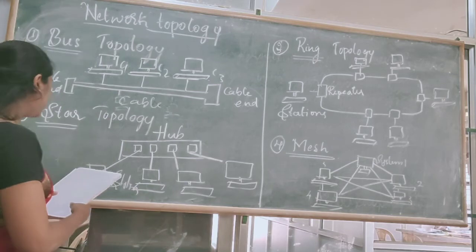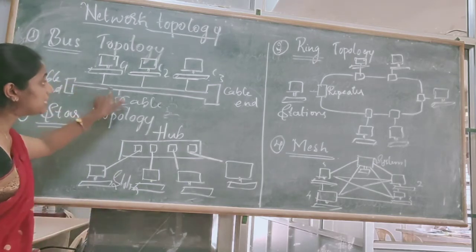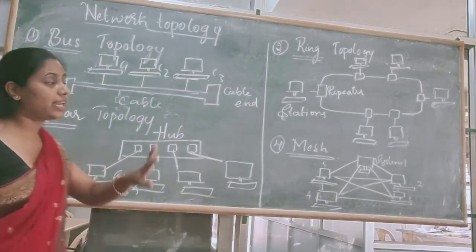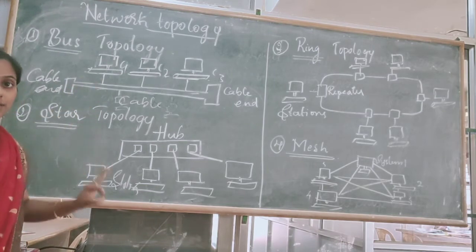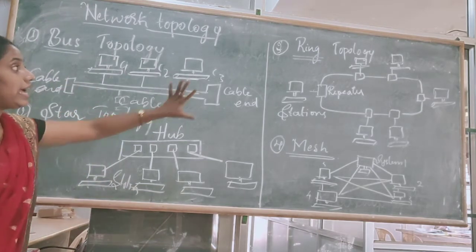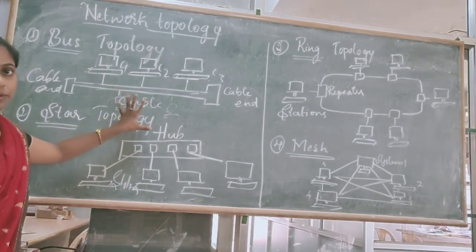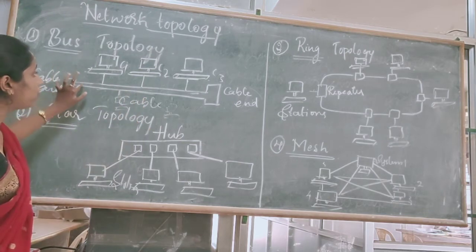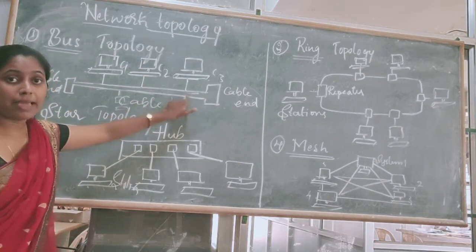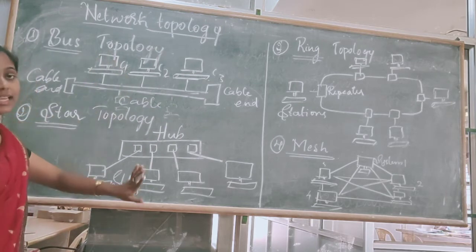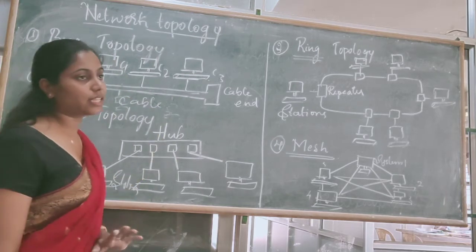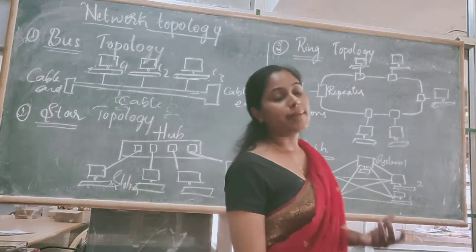Next, another disadvantage is, if this backbone cable fails, if the backbone cable fails, the entire network fails. Okay, these are the two disadvantages of bus topology.